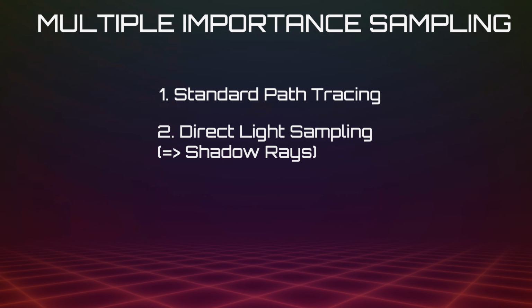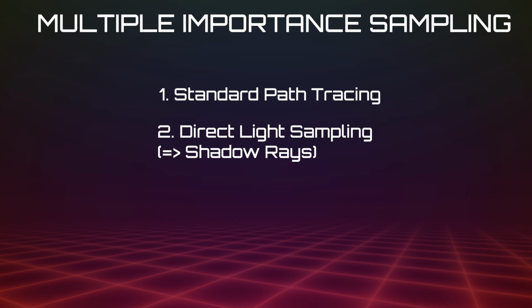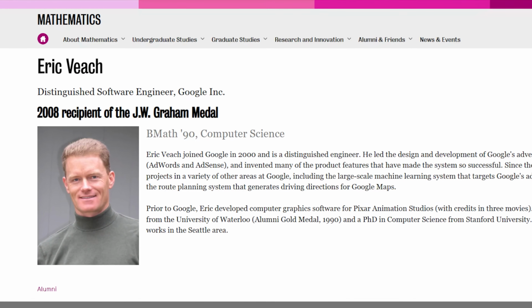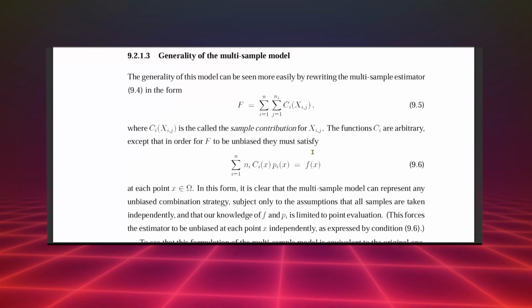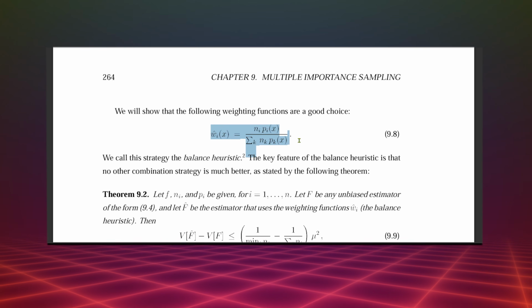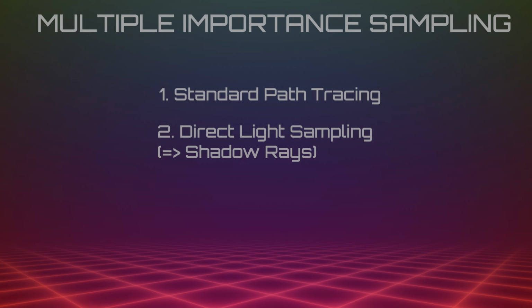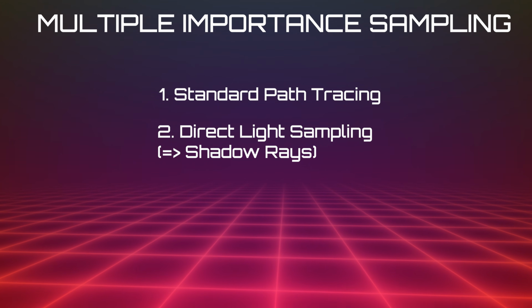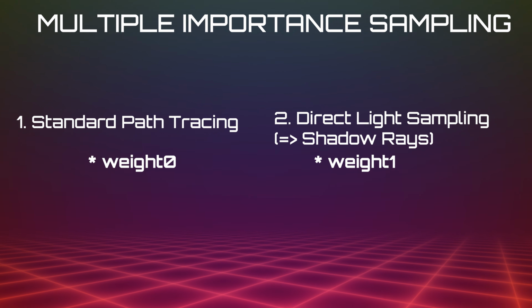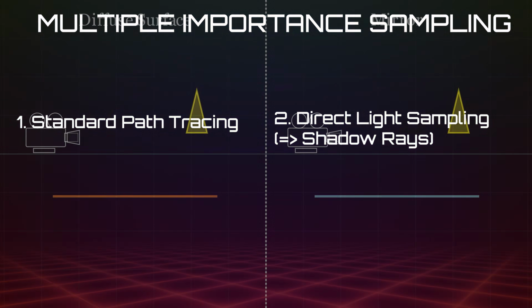And this is where multiple importance sampling finally comes into play. In his incredibly impactful PhD thesis, a researcher named Eric Veach introduced a mathematical concept called the Balance Heuristic. It is one of the most important works in path tracing. The idea is to simply do both, but dynamically apply a weight to each method. The weight depends on both probability densities.